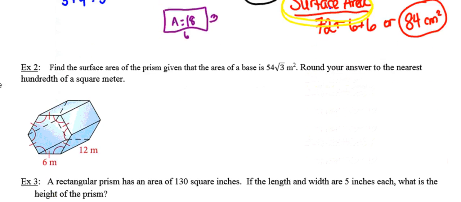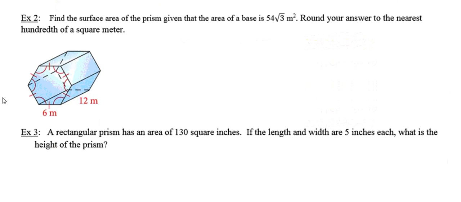All right, number 2 says find the surface area of the prism given that the area of a base is 54 root 3 square meters. Round your answer to the nearest hundredth of a square meter. So this says find the surface area. That's the same as finding the total surface area. In other words, it includes the area of the two bases.